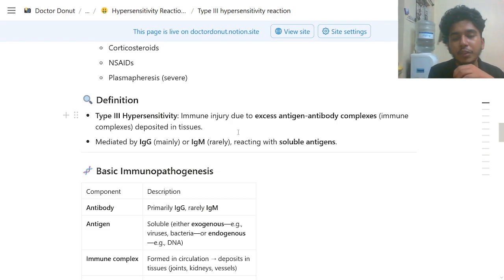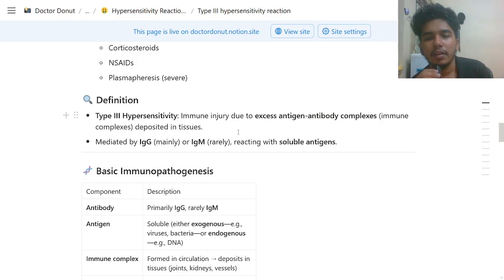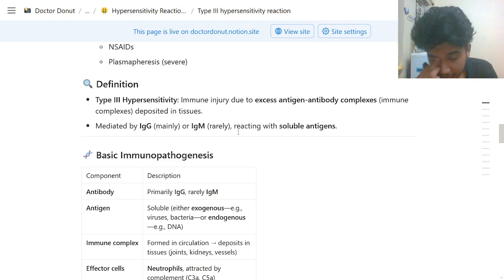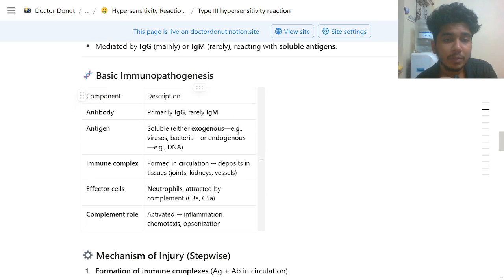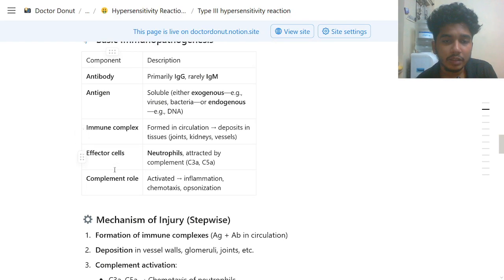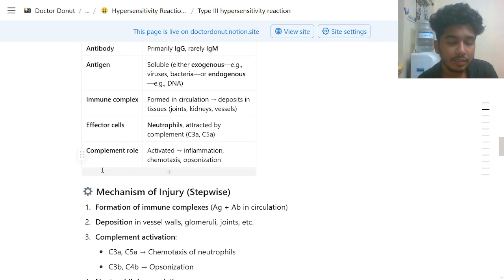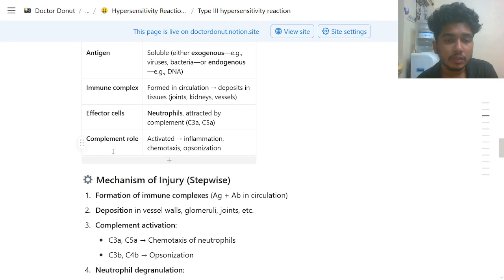This happens due to excessive antigen-antibody complex, which gets deposited in the tissues. It's mediated by IgG mainly and IgM rarely, reacting with soluble antigens, which are the antigens freely present in the blood. The antigens are soluble, could be exogenous like virus and bacteria, or endogenous like DNA. These complexes are formed in circulation and deposited in tissues like joints, kidneys, and vessels. The effector cells are neutrophils, which are attracted by complement C3a, C5a, opsonins. The complement's role, when it gets activated, is inflammation, chemotaxis, and opsonization.